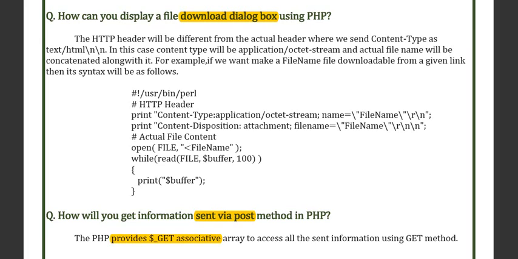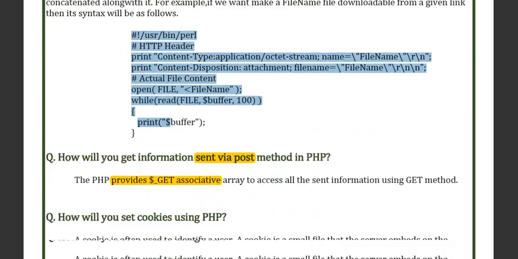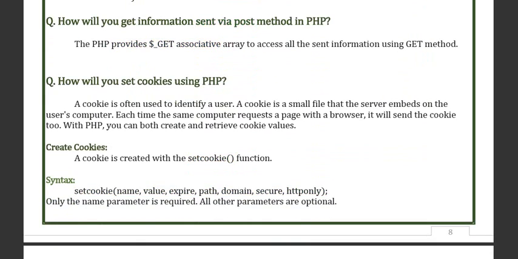How can you display a download dialog box in PHP? The code is given here. Now we are at sending via the post method. The get method in PHP provides the $_GET associative array to access all the sent information using the get method, and receiving from the post method.